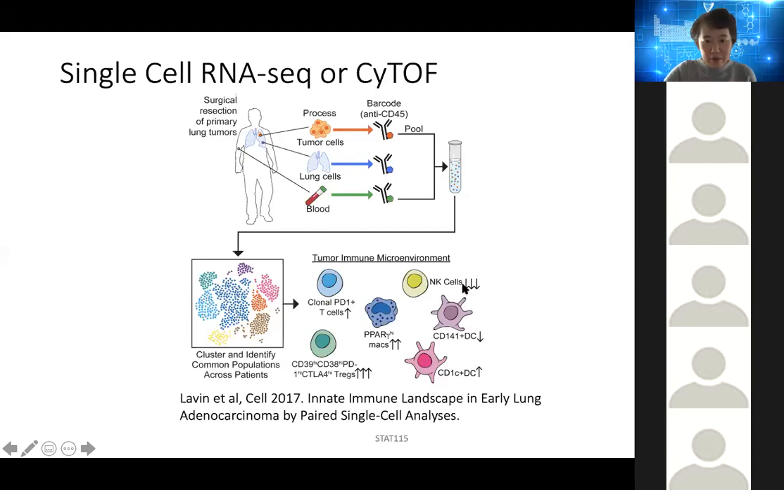They see that the number of natural killer cells decreases. These are two different types of dendritic cells that can present the tumor antigens to either our T cells or B cells for recognition.